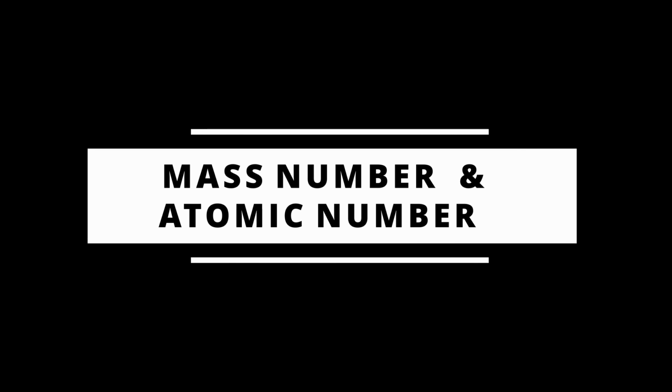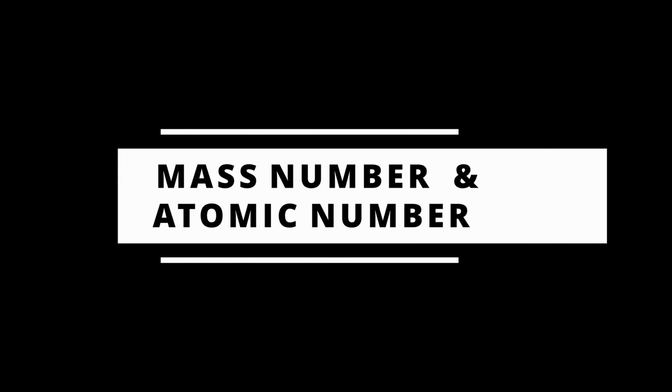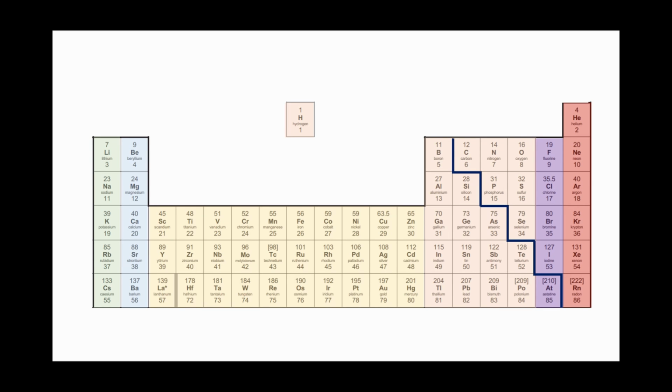So today we're going to be talking about mass number and atomic number. If you've seen our previous video on periodic table, you recognize this table. This week we're going to be zooming in into one of those small squares to talk a bit more about what information you can get from a periodic table.